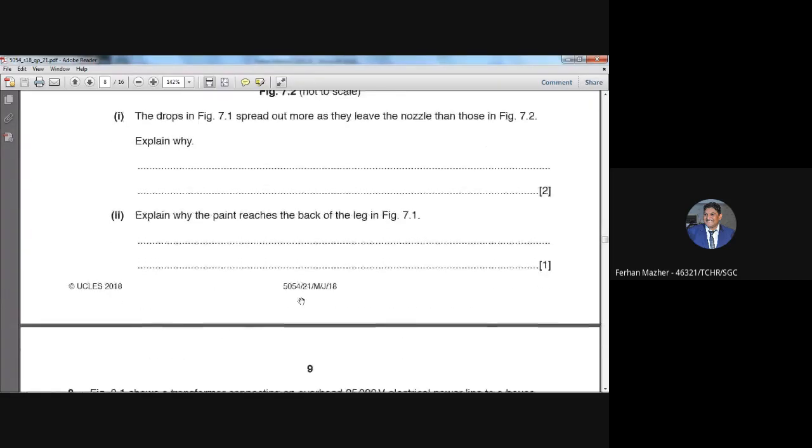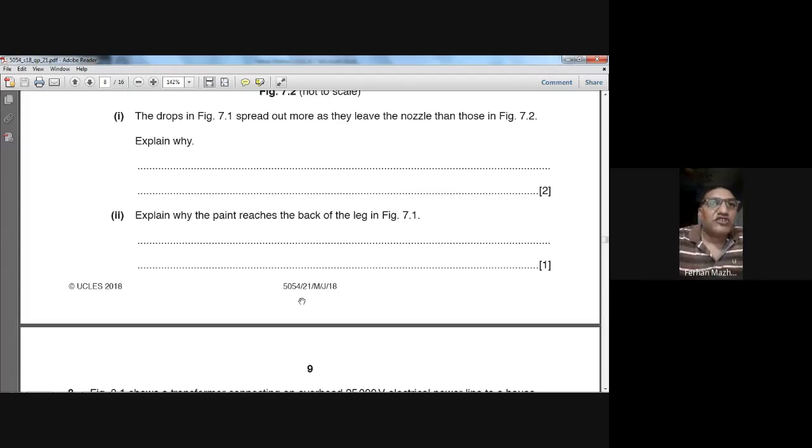Okay. The question is, the drops in figure 7.1 spread out more as they leave the nozzle than those in figure 7.2. Explain why. The drops in figure 7.1, which were positively charged, why do they spread out? You know, because the droplets of the paint were positively charged, and you know that like charges repel each other. All the droplets of paint were positively charged, so they were like charges. So they are repelling each other. That's why they will spread out.